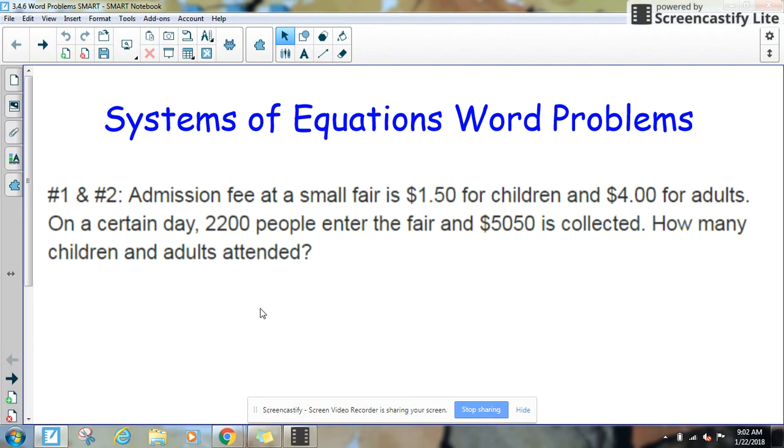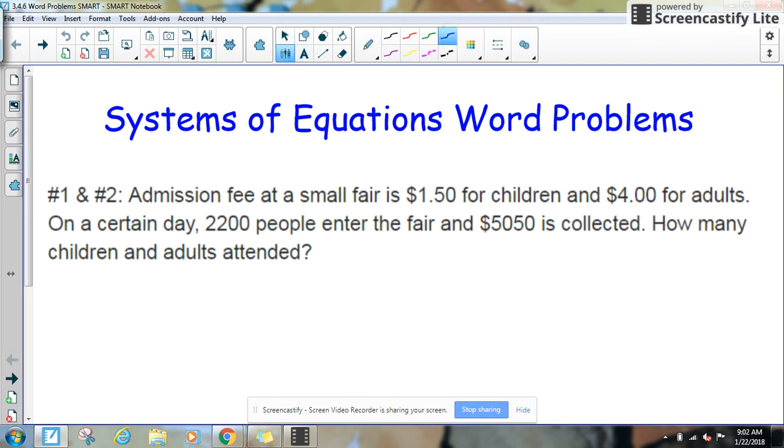All right, let's read the problem. It says admission fee at a small fair is $1.50 for children, $4 for adults. On a certain day, 2,200 people enter the fair, and $5,050 is collected. Okay, so the question is asking how many children and how many adults attended. So those are our variables.